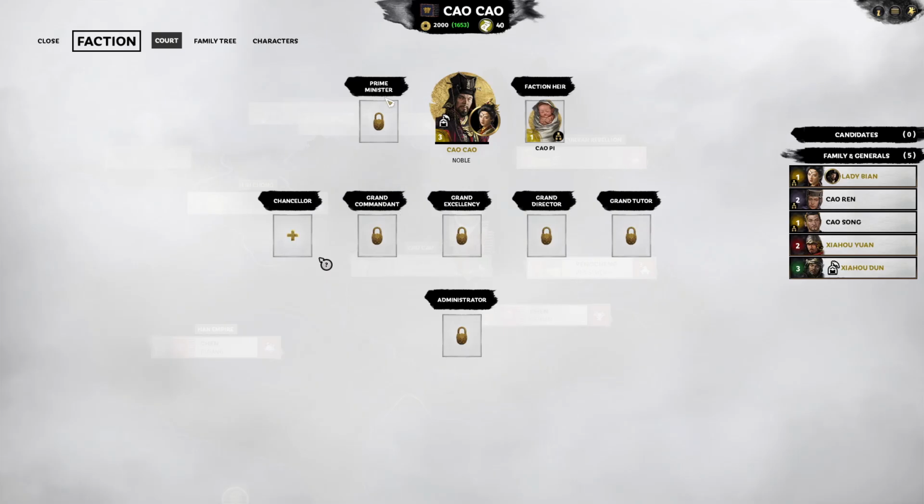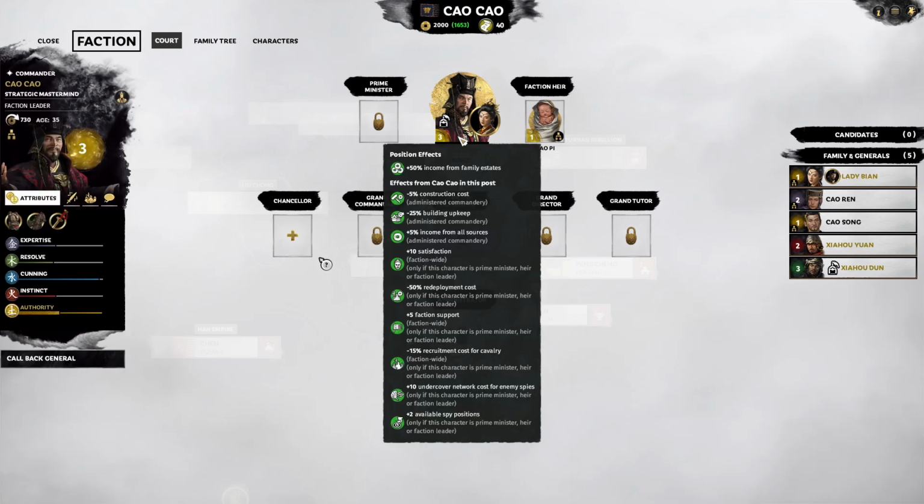And much like the Prime Minister, Heir, and Faction Leader positions, administrators need to be picked carefully because each one provides their unique set of bonuses. As we hover over Cao Cao, right now there are a few bugs where the administrator bonuses are also listed, but we can use those to take a look.